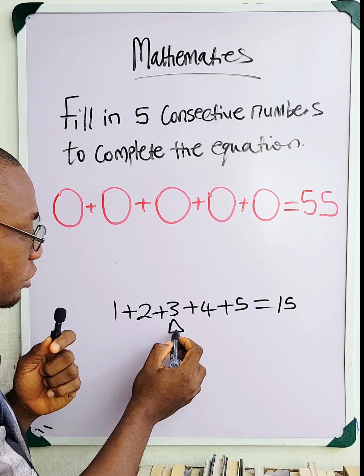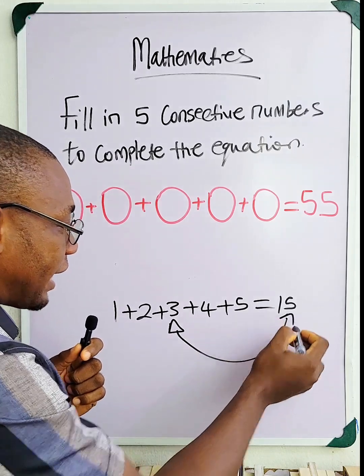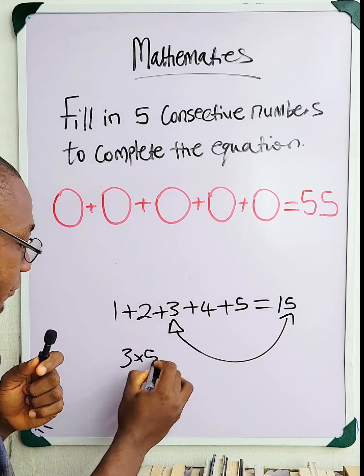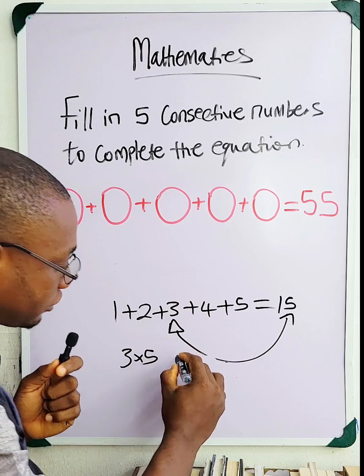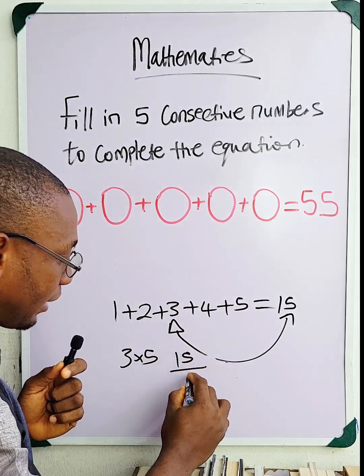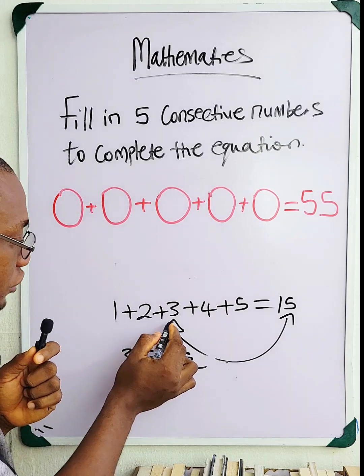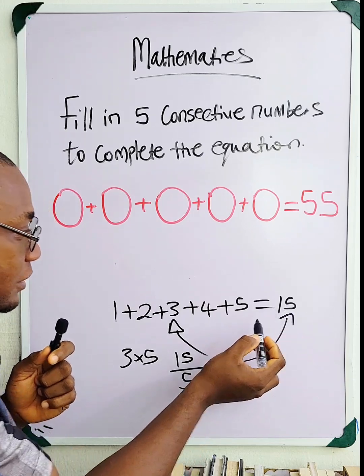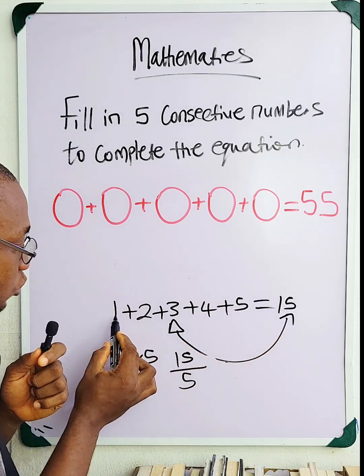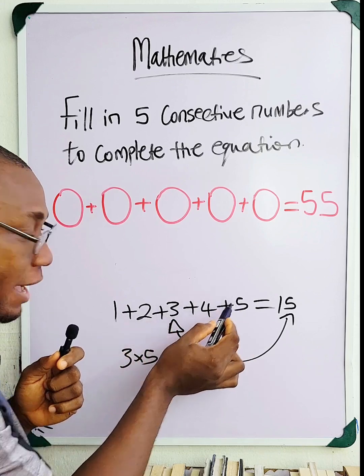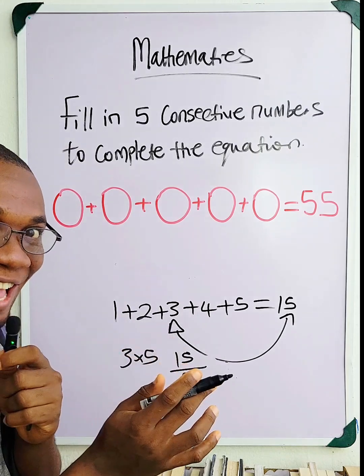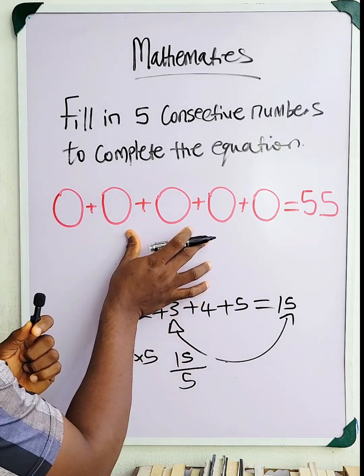Now, the relationship between the middle number 3 and the final answer 15 is 3 times 5. In other words, 15 over 5 gives you what? The middle number, which is 3. Pay attention. The final answer 15 over 5, which is 1, 2, 3, 4, 5, gives you the middle number. That's an idea. So we are going to use this to apply here.